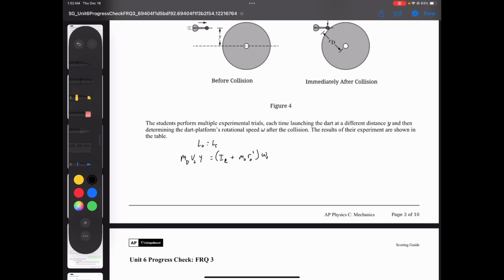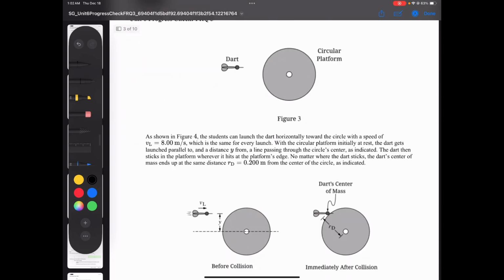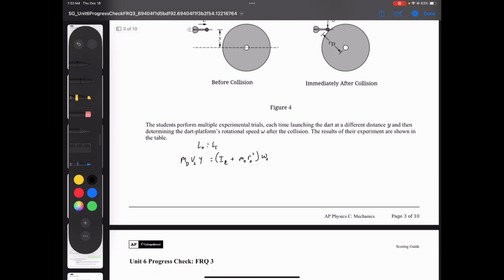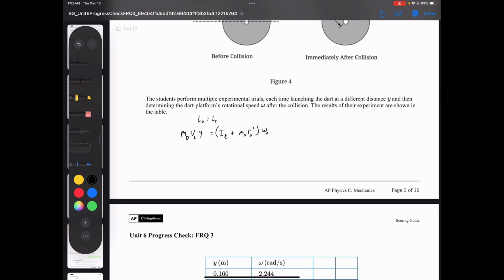So the thing that we're changing is y. In the previous experiment, we were changing m. But in this experiment, we're changing y. We're changing the vertical distance, the distance from the axis of rotation of the dart. So I need to write omega in terms of y. So what I'm going to do is just divide both sides of the equation here.